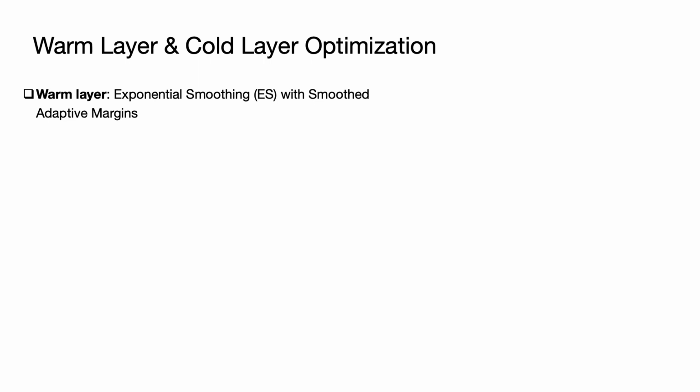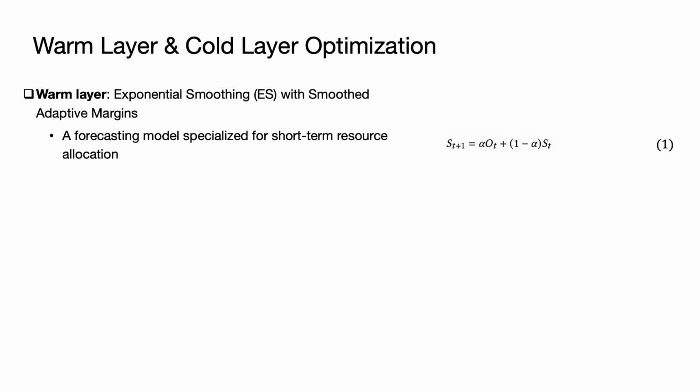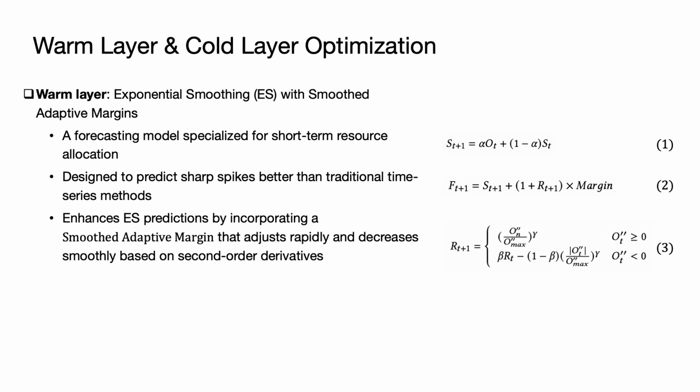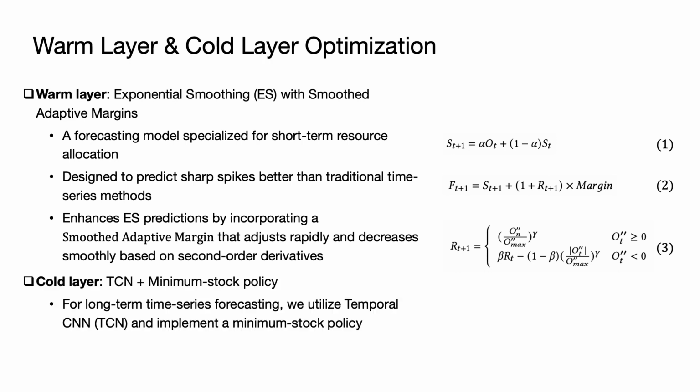On the warm layer, we introduce the ES with smoothed adaptive margins algorithm. It is a forecasting model specialized for short-term resource allocation. The model is designed to predict sharp spikes better than traditional time series methods. It also enhances ES predictions by incorporating a smoothed adaptive margin that adjusts rapidly and decreases smoothly based on second-order derivatives. For long-term time series forecasting, we utilize the machine learning algorithm TCN and implement a minimum stock policy.